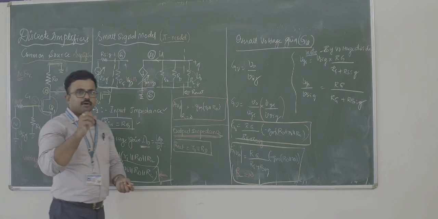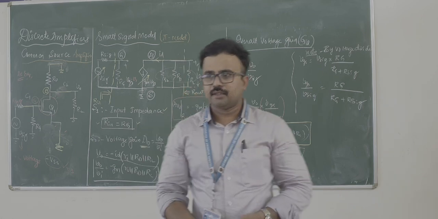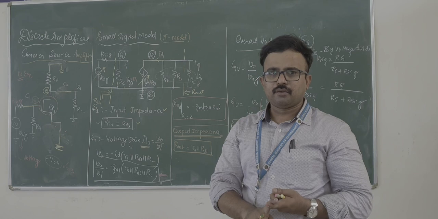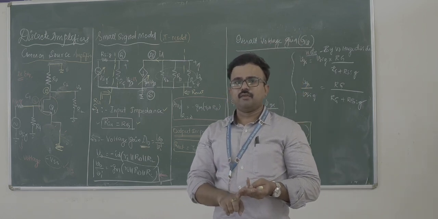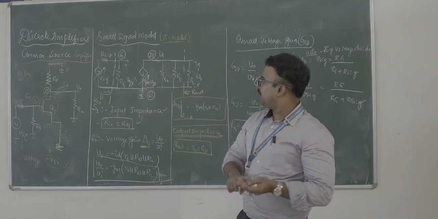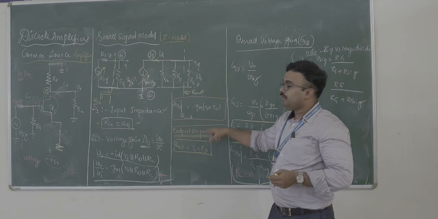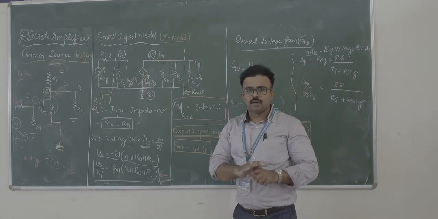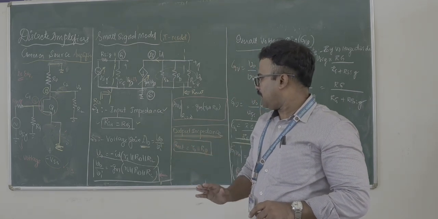This is a very important concept. It has been asked many times. The only thing you should know is how to write the proper circuit, the significance of each element, writing out the AC equivalent, and from the AC equivalent writing out the small signal model. From the small signal model, how you are going to derive all these parameters is very important to note down. So this is all about the common source amplifier.